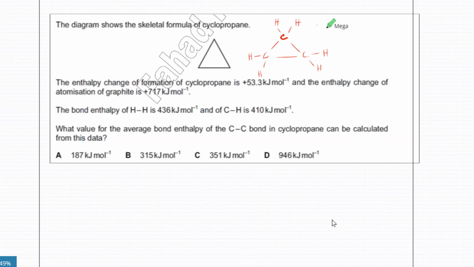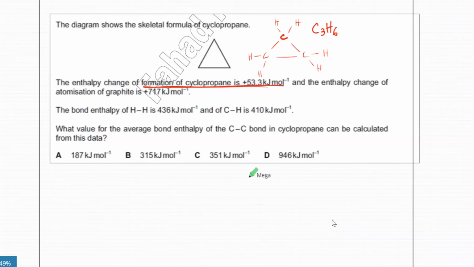Now, the whole question is that they're saying that the enthalpy change of formation of cyclopropane is given. So that's the first part. They've given the enthalpy change of formation of cyclopropane, which is C3H6. This thing is your cyclopropane. It's C3 and H is 6. So that's the first part. So I'm going to write this reaction. So cyclopropane, enthalpy of formation.